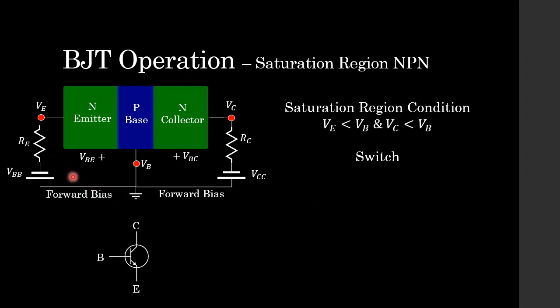So we need to forward bias this NP junction between the emitter and the base so that the base voltage is greater than the emitter voltage. And again, at this PN junction between the base and the collector, we need to forward bias it so that the voltage at the base is greater than the voltage at the collector. So basically, for our saturation region, just forward bias both of the PN junctions.